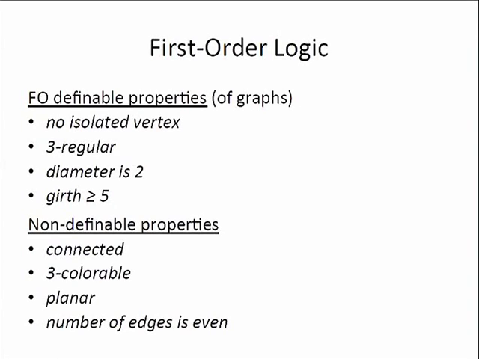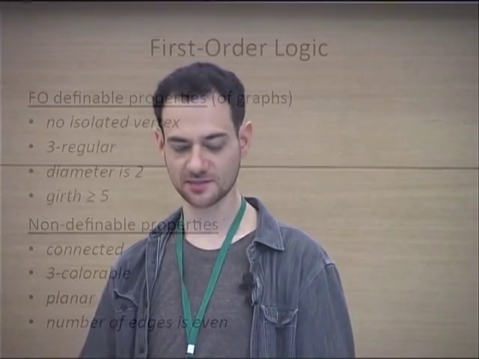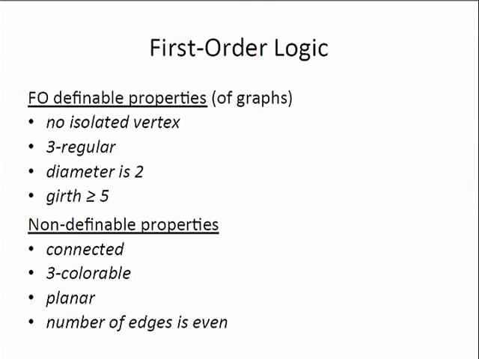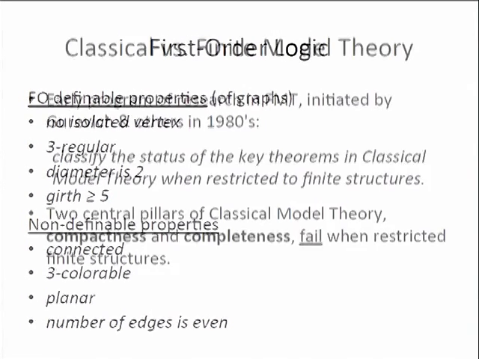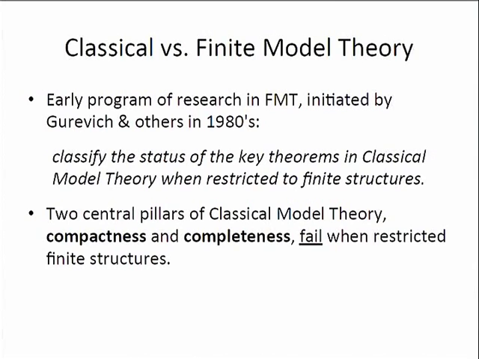Earth is at least five. These are all, it's easy to write out what the sentence looks like. But some properties which are not definable are things like a graph being connected, or three-colorable, or planar, or having an even number of edges. And when we talk about Ehrenfeucht-Fraïssé games, we'll talk a bit about how you establish these properties.